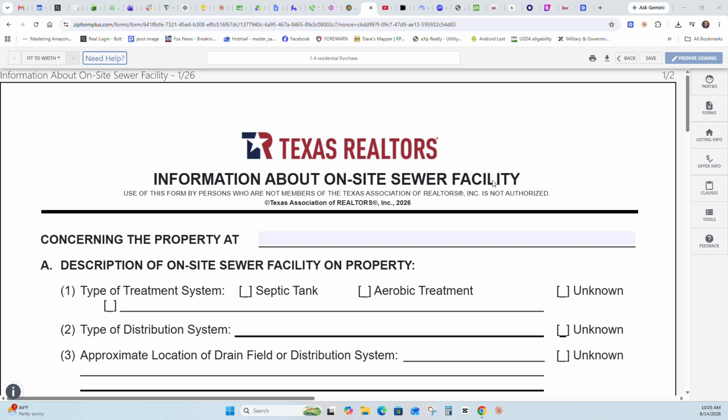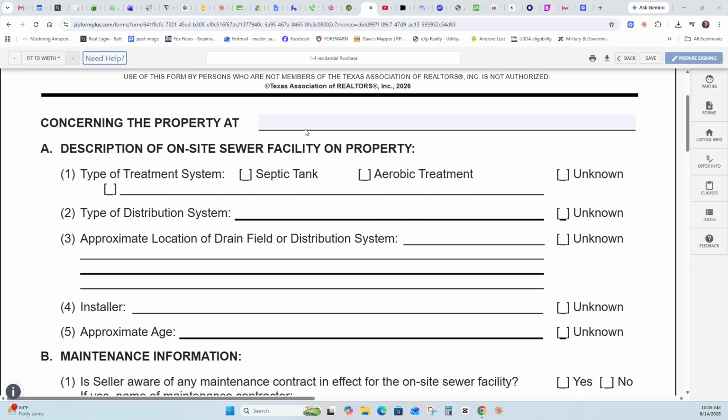So right here, again, information about septics, you just fill it out. Property address is the property address, and you say if it's a septic tank or an aerobic treatment. The septic tank has a leach bed, all the other stuff. The aerobic is that you have extra bacteria. There's no leach bed, it's just the tank.